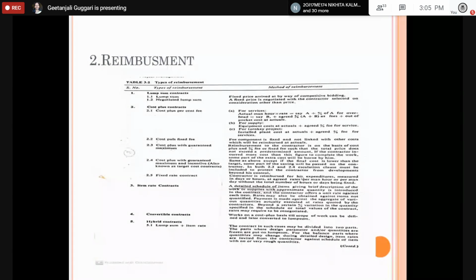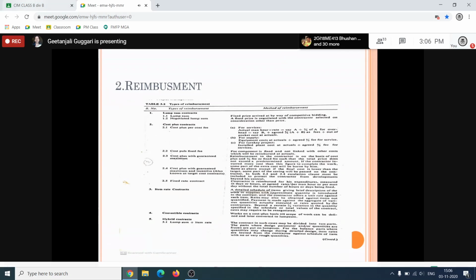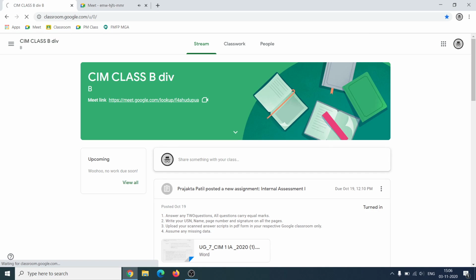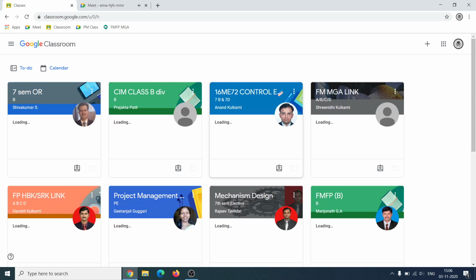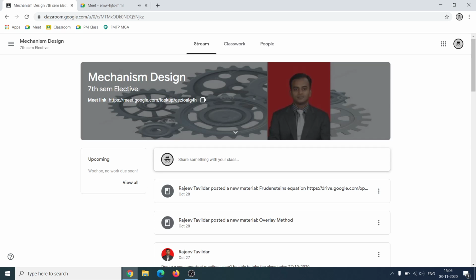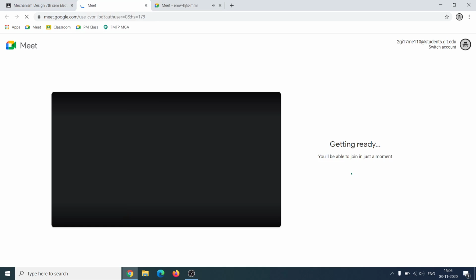So based on that also, he will be reimbursed. Reimbursement is nothing but the payment you are making to the contractors. Whether you are going with lump sum contractors, cost plus contractors, cost plus fixed fee contractors, item rate contractors, hybrid contractors, or lump sum plus cost plus contracts. So there are many different types of reimbursement, or payment, for the contractors.